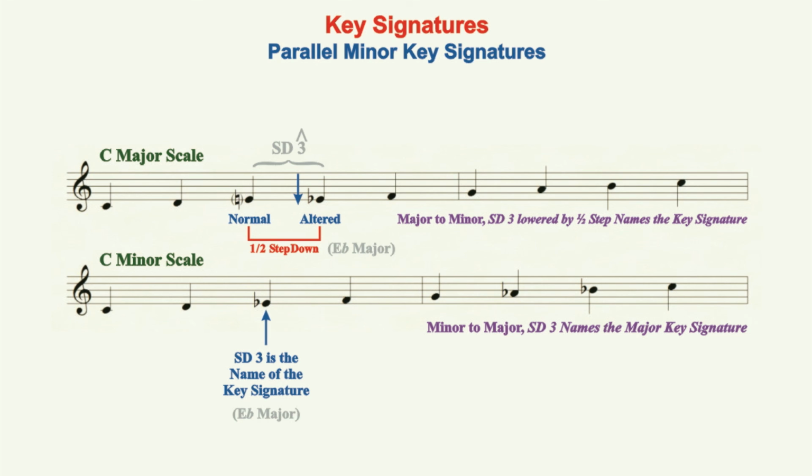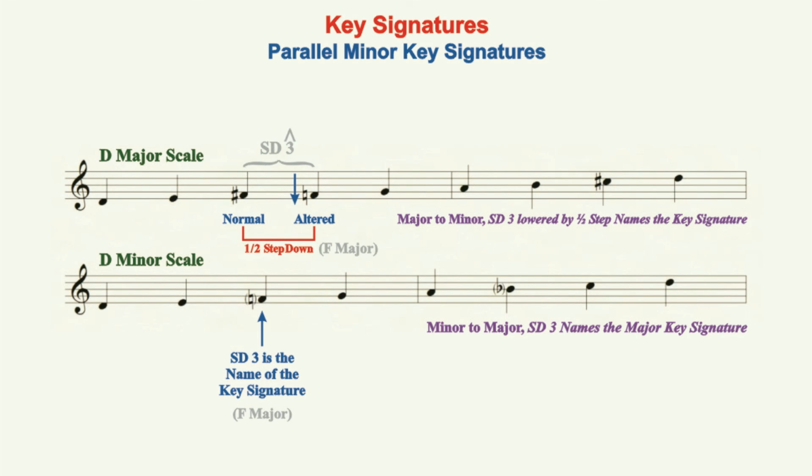For example, using C major and C minor, we can either go to a lowered scale degree 3 in the major to determine that an E flat major key signature will be used for a parallel C minor, or, if already in C minor, we can simply go to scale degree 3 and read directly that an E flat major key signature will be used.